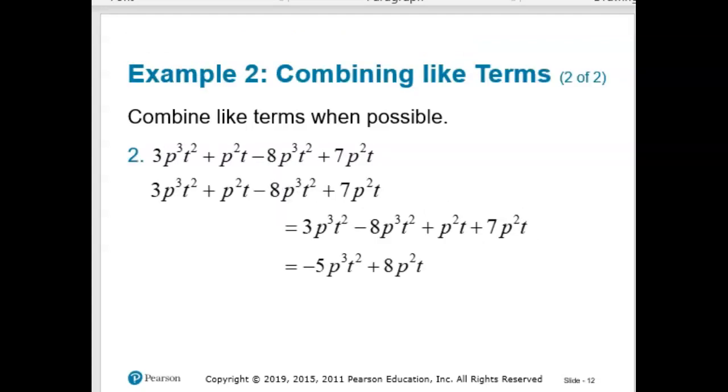So when we combine terms that have more than one variable, we have to make sure that both the variable and the exponents are identical. So in the first term, 3p cubed t squared, you'll only add or subtract the coefficients of others that have exactly p cubed t squared. When you do that, your end result here is a negative 5p cubed t squared plus 8p squared t.